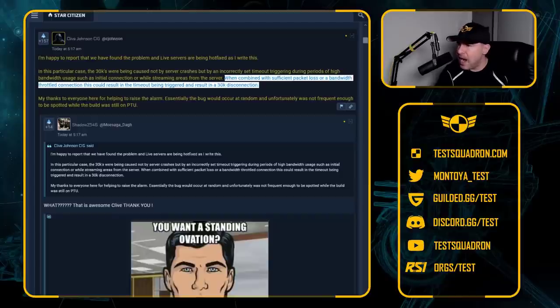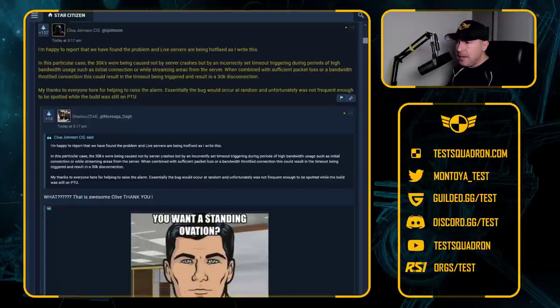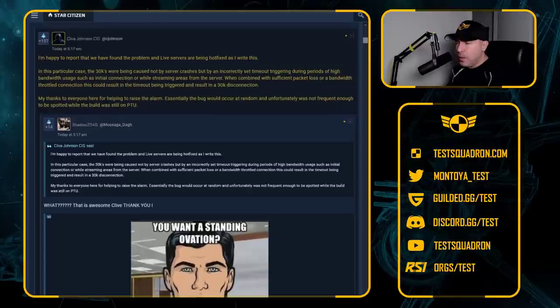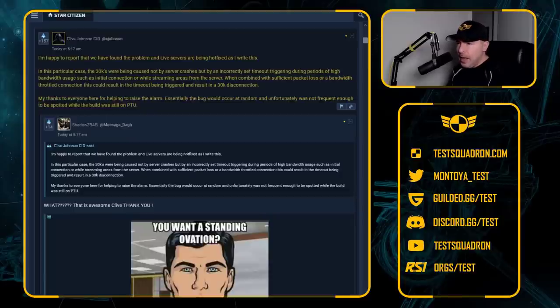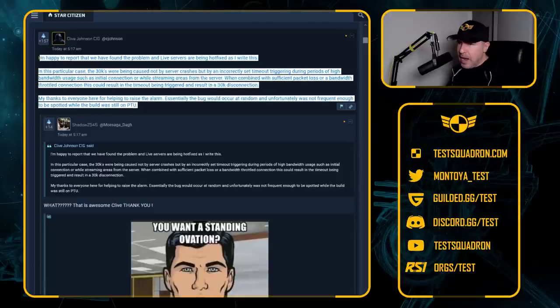Now, I don't think I've been affected by this particular one, but at least they have managed to identify something. And every single bug counts, so another one in the bin, not needed to be researched anymore. They found the problem. My thanks to everyone here helping me raise the alarm. Essentially, the bug would occur at random and unfortunately was not frequent enough to be spotted while the build was still in PTU. And this speaks volumes about the state of Star Citizen and the way things are run here.